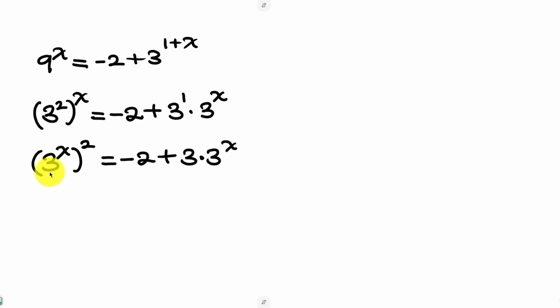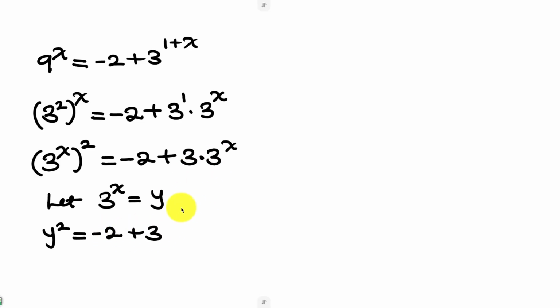Good. Now I have 3 to the x here. I also have 3 to the x here. So we have a good exponential equation. So we can substitute by saying that let 3 to the x be equal to y. So rewriting our equation, this will be y squared. So y squared equal to negative 2 plus 3 times y.